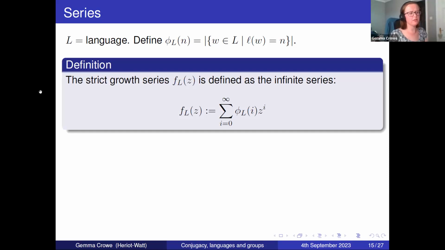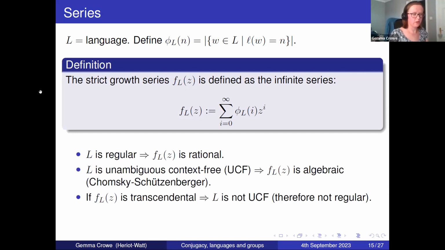Now, based on the type of language you have, that can tell you stuff about the series that you've constructed. So, for example, if your language is regular, your series is rational, meaning that you can write it as a fraction of polynomials. It may be absolutely hideous, the fraction, but you can write it as a fraction. If your language is UCF, the series is algebraic, meaning it's some root of a polynomial. And taking the contrapositive of that, if your series is transcendental, then your language cannot be UCF and therefore cannot be regular by the Chomsky hierarchy.